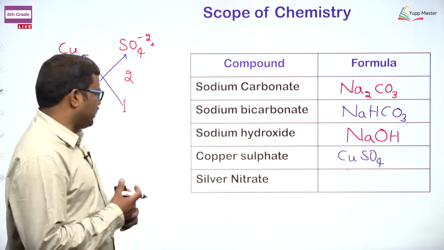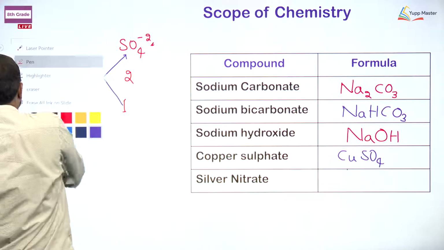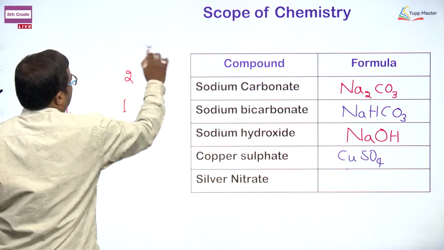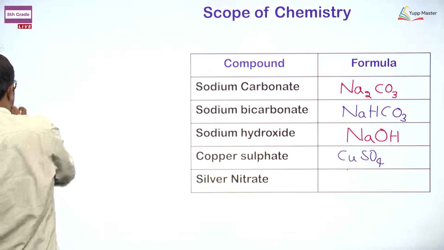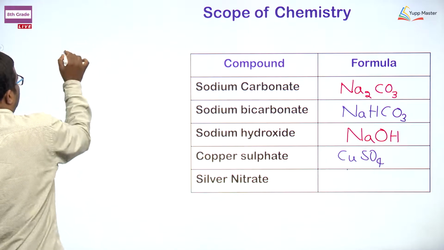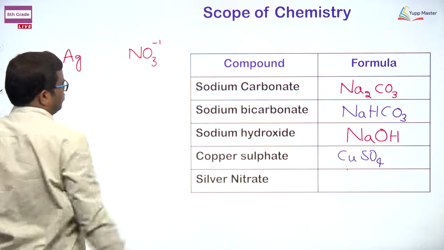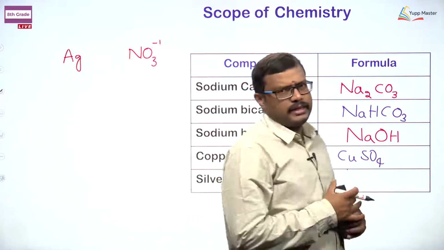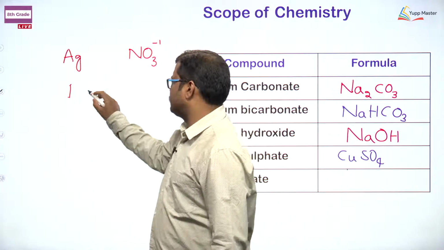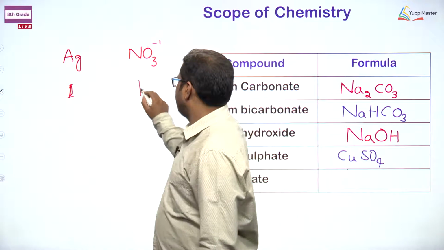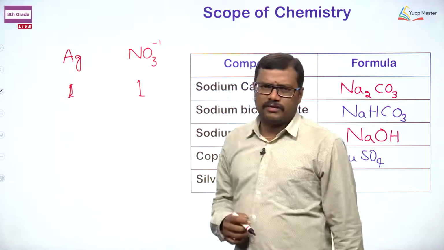Right. Silver nitrate. Silver nitrate. We can write the symbols of silver and nitrate: silver is Ag, nitrate is NO3 minus 1. Silver generally exhibits a valency 1. So first write the valency of silver. Silver valency is 1, nitrate valency is also 1. So 1 is the valency of silver, 1 is the valency of nitrate ion.